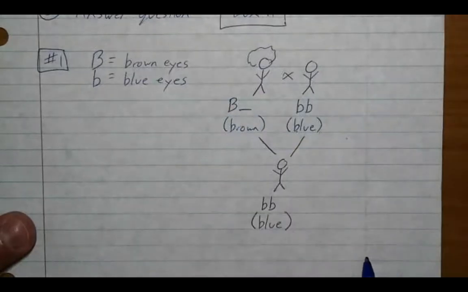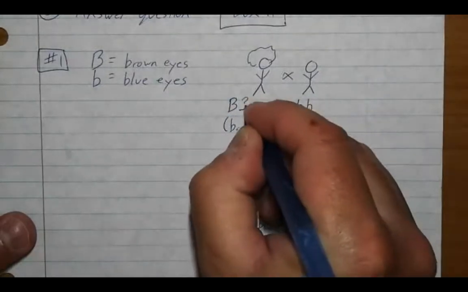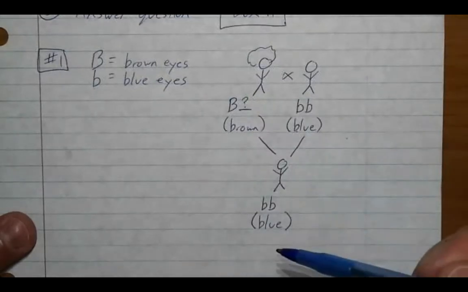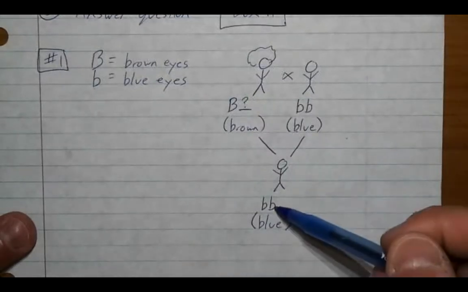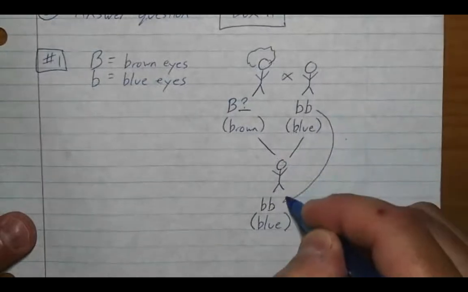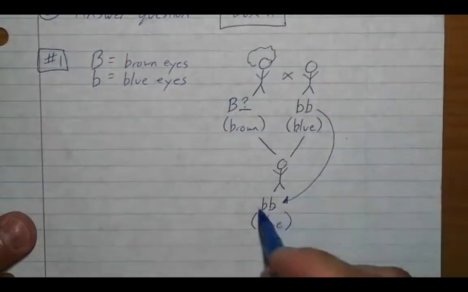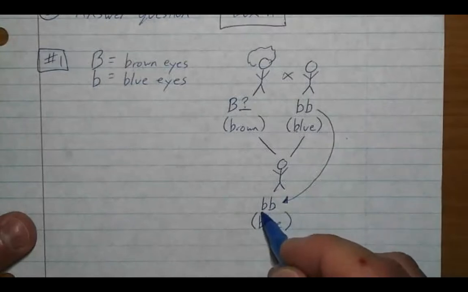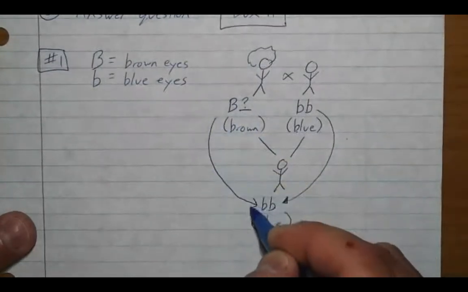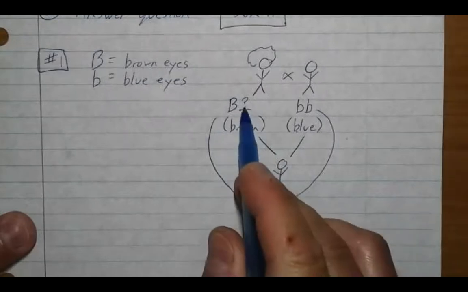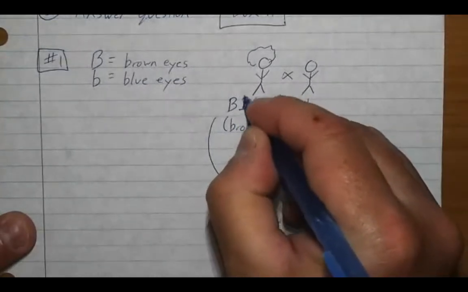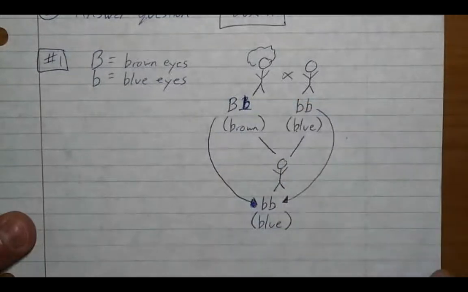Okay, so I'm sitting there right now going, what is it? What is it? Well, this is where the child comes in. You say, okay, well, if the child got this little b from dad, so dad must have given him a little b. Where did the other little b come from? That must have come from mom. So if that came from mom, then that tells you that her second letter is not a question mark anymore. It must be a lowercase b.